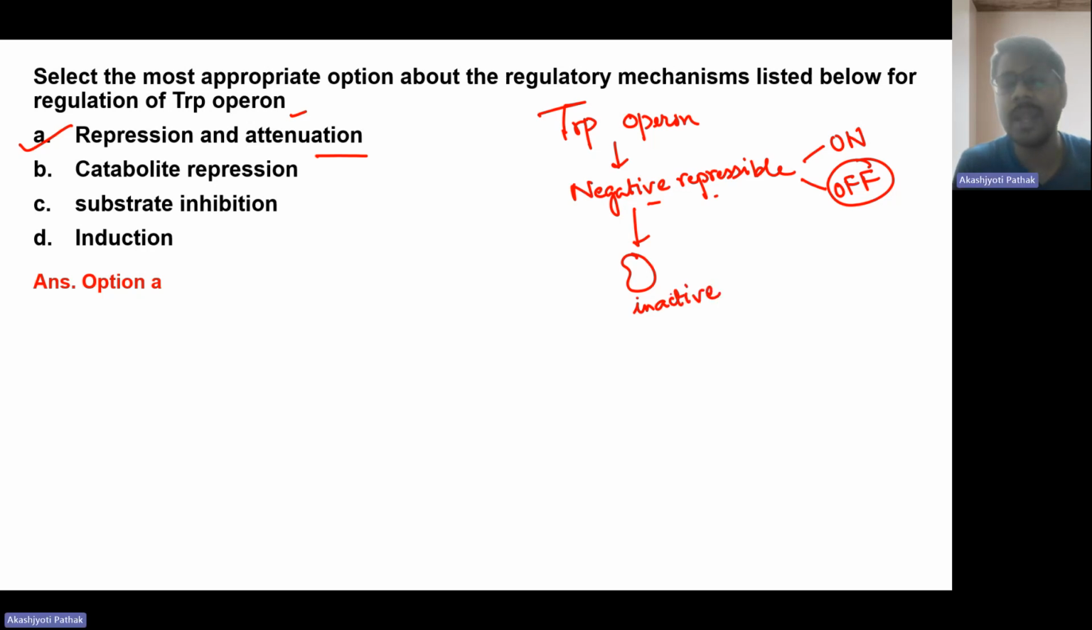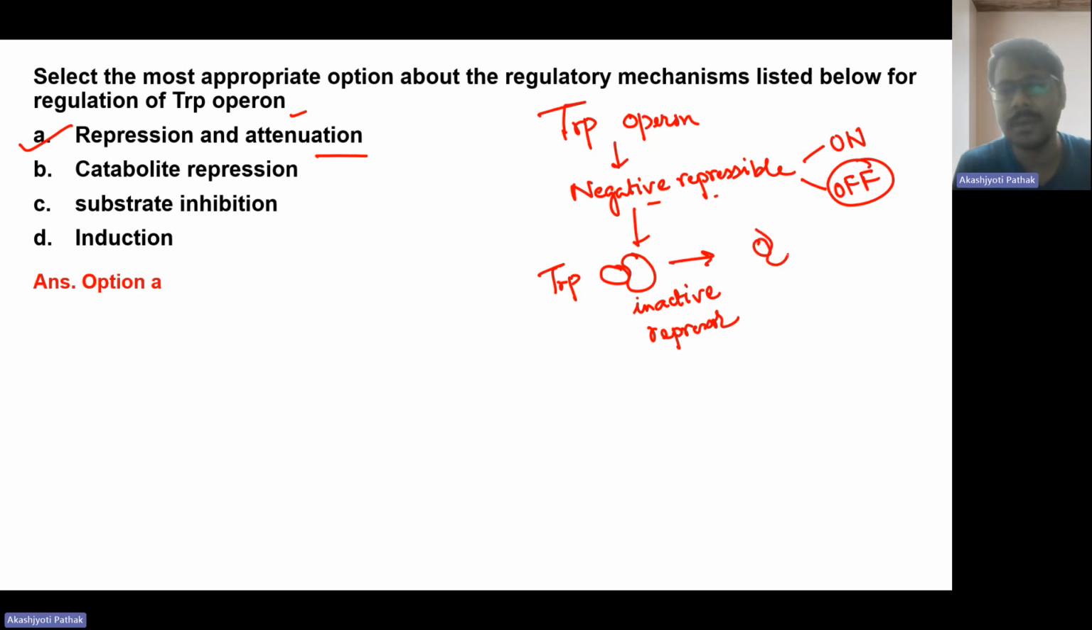That is inactive. Here an inactive repressor protein is produced. Because it is inactive, it cannot go and bind to the operator region. It will remain inactive, so it will need a co-repressor. Here the co-repressor is tryptophan. Only when this repressor binds to the tryptophan will it become active.